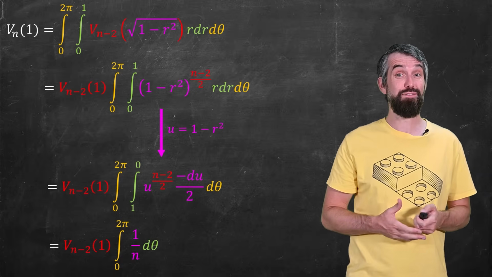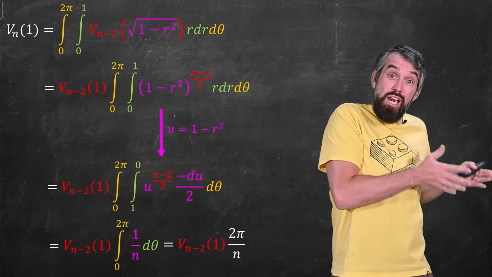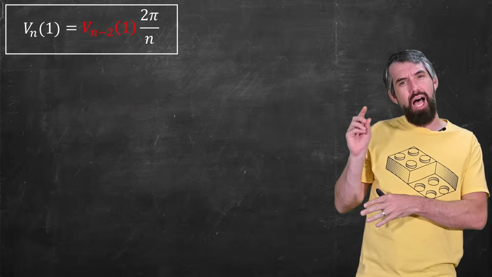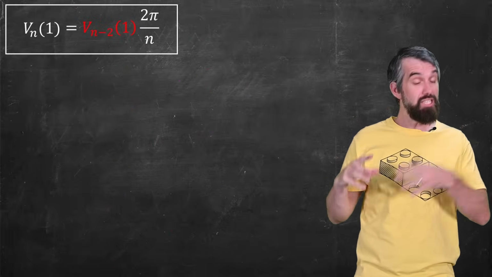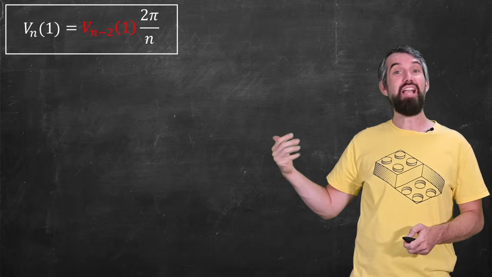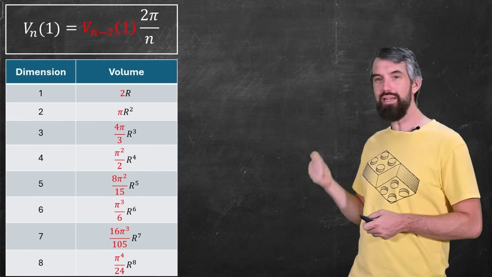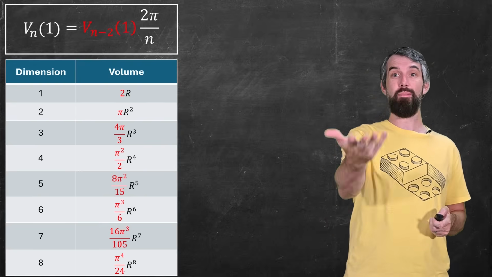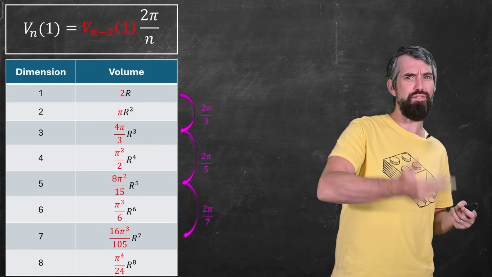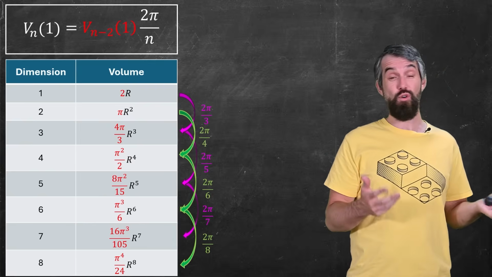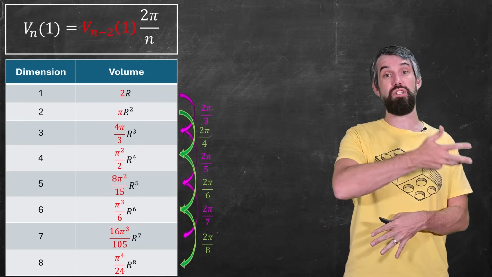So what do we have? We have this final formula. Vn of 1 gets related to Vn minus 2 of 1 times 2 pi over n. This is a recurrence formula. And this is so great because once I have this formula, I can figure out everything. So like on our list, as long as I had dimensions 1 and 2 figured out, I can now always jump back. Like I can figure out dimensions 3, 5, and 7 based on dimension 1. And I can figure out dimensions 4, 6, and 8 from dimension 2.